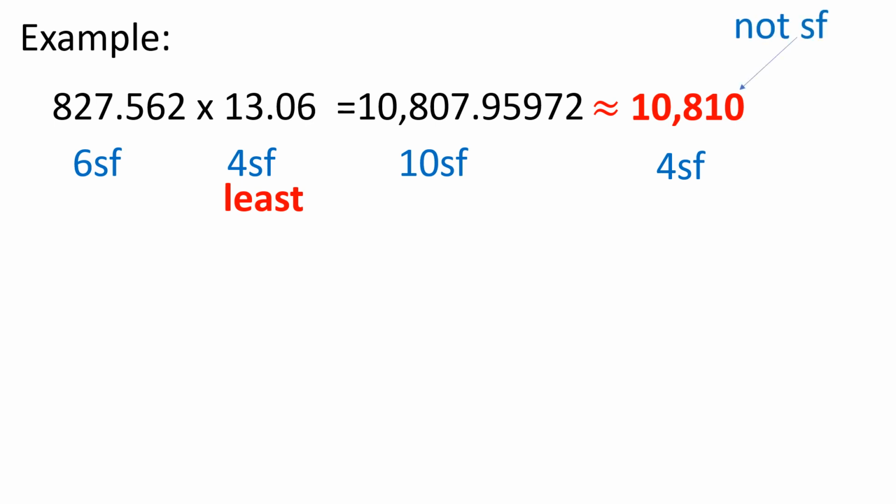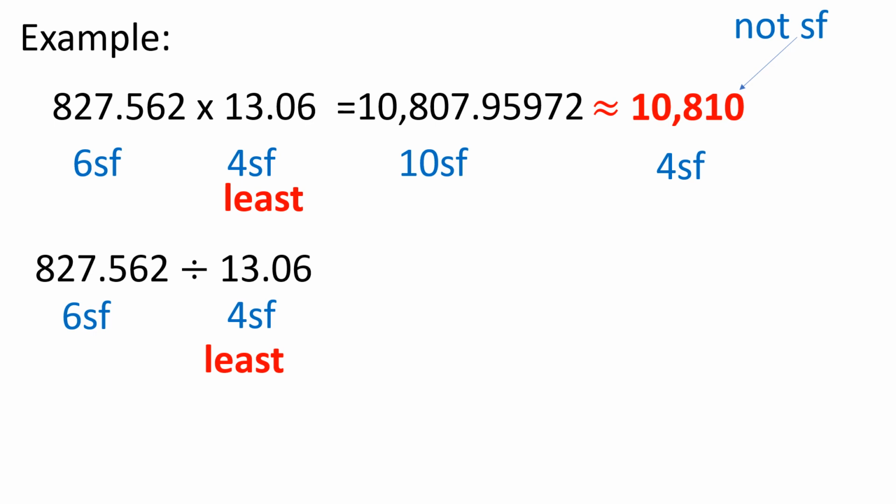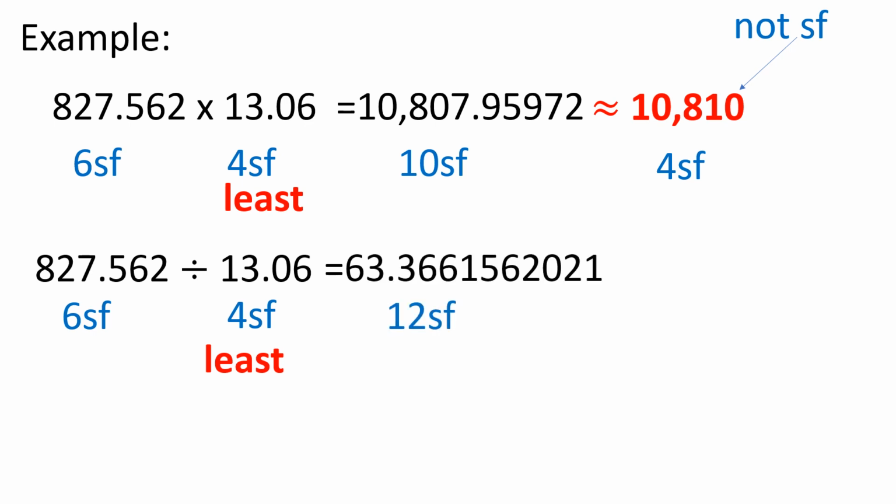Now let us divide these numbers, we will get this long number. Leaving our answer to the least significant figure, it becomes 63.37. So far in this lesson we have been mentioning the words significant figures. I would like us to understand the meaning of significant figures and its rules.